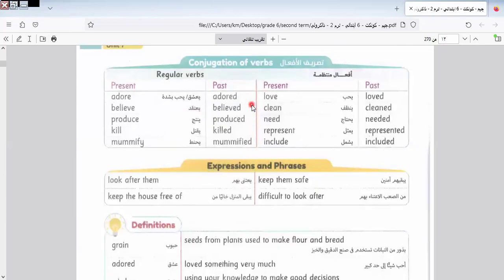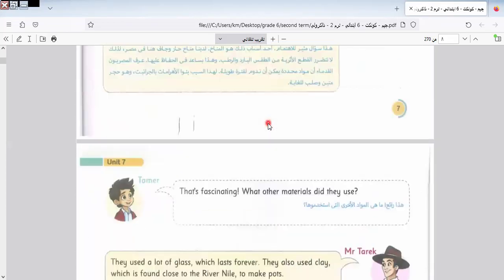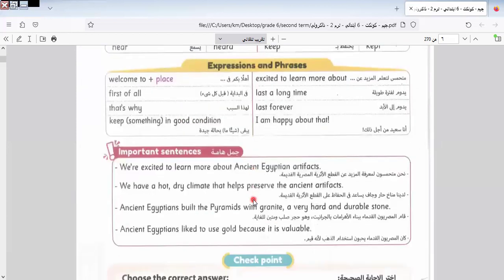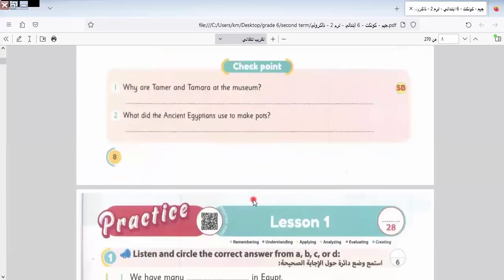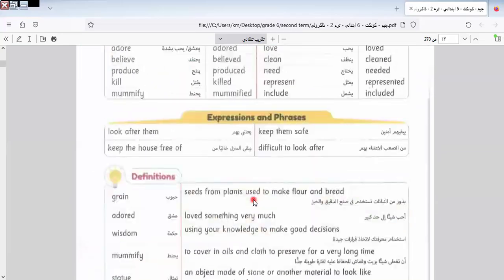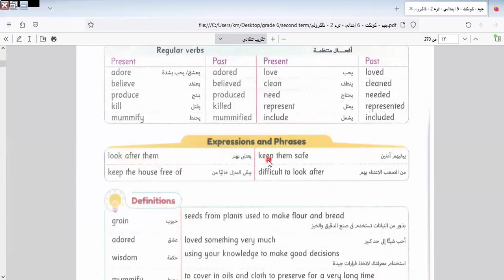So in these verbs, we are adding ed only to the verb. As we told you before, we have verbs with ed added to the verb, and others where the verb changes completely, like these verbs we took last class in lesson 1. These are the verbs that add ed, and these are the verbs that change completely, called irregular verbs, like know, knew, find, found, go, went, and so on. Here we have some expressions in this part: look after them, keep them safe, keep the house free of, difficult to look after.